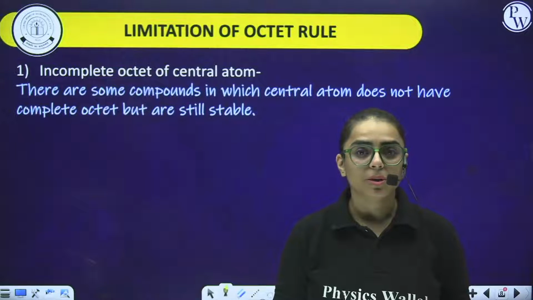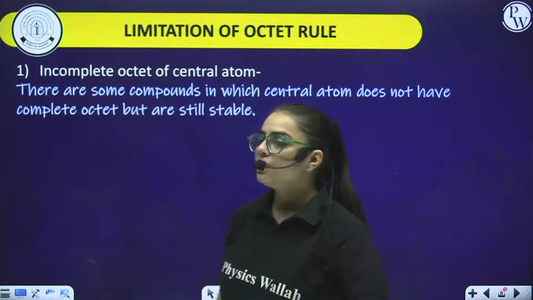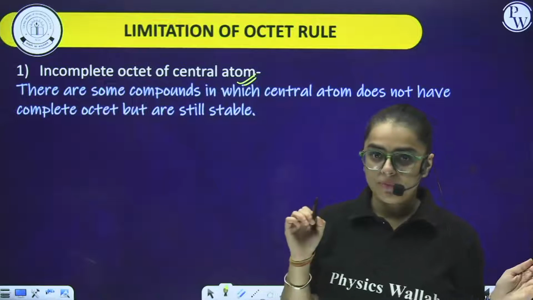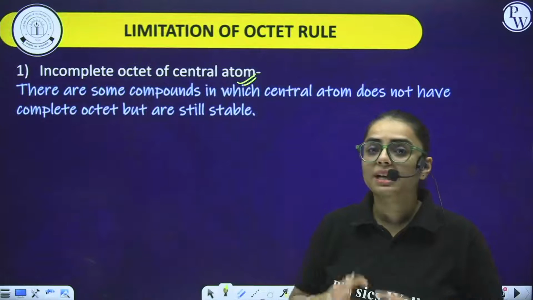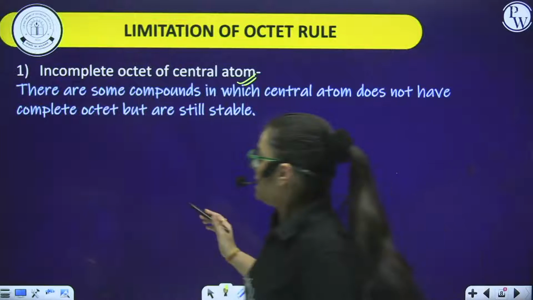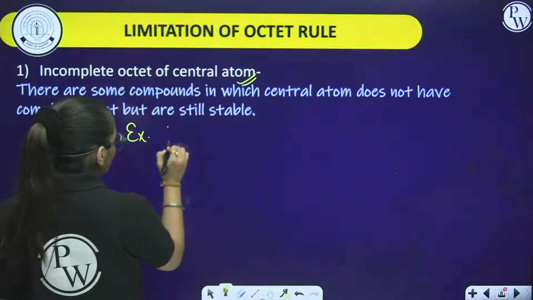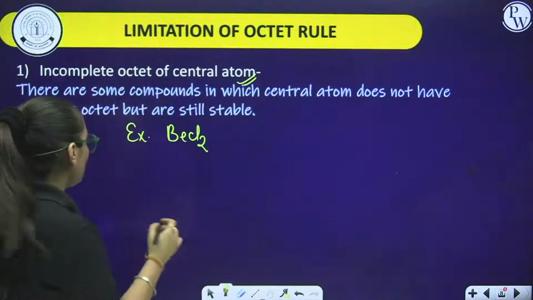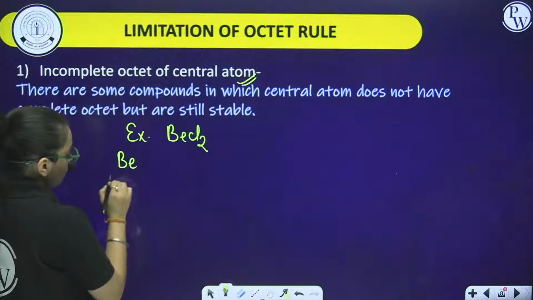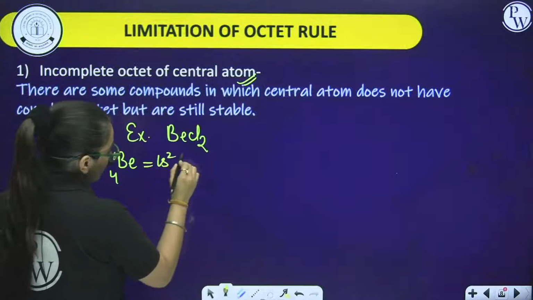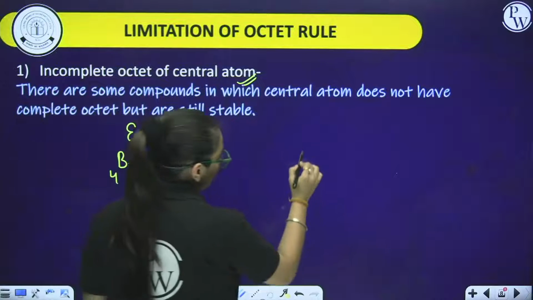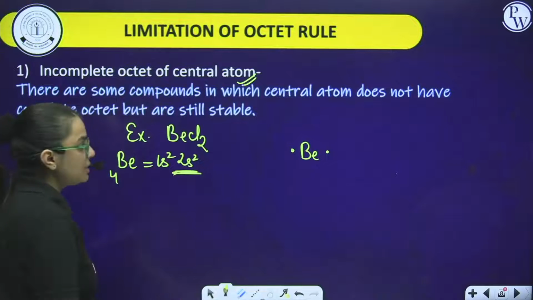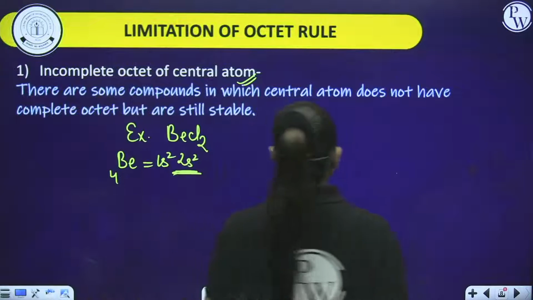But there are some limitations due to which the octet rule fails. The very first is the incomplete octet of the central atom. It was seen that the central atom does not contain 8 electrons. Let us take the case of BeCl2. If you see the formation of BeCl2, beryllium has atomic number 4. So the electronic configuration is 1s2 2s2. That means if you show the Lewis dot representation, it will show only 2 electrons. Why? Because in the 2s orbital it has 2 electrons, so in the outermost shell it has 2 electrons.